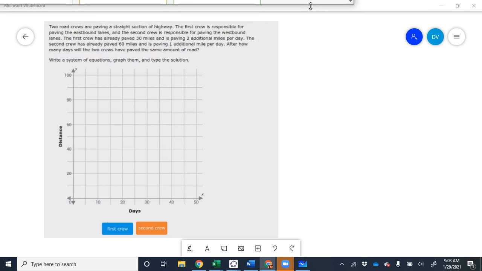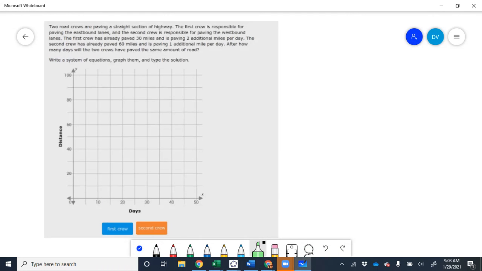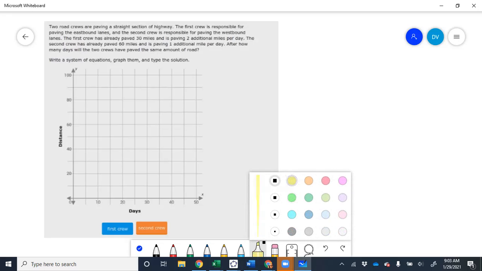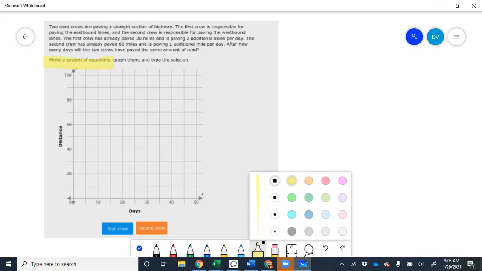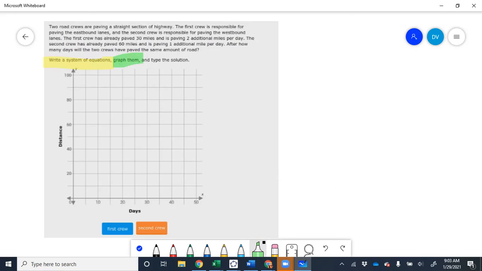So to do a problem like this, we're going to write, just like it says here, let me highlight it. We're going to write two equations, or a system of equations. Then we're going to graph them. We're going to write them, we're going to graph them, and when we do that, they'll cross at some point, and that'll be our solution.